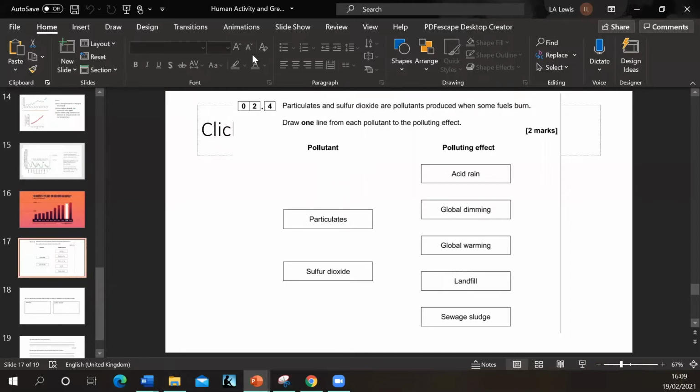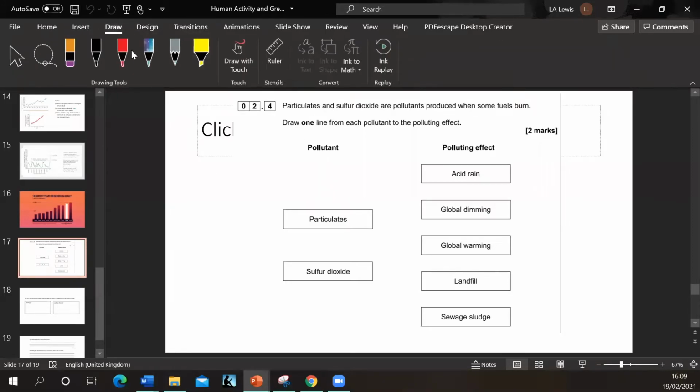Let me draw. Okay, drawing tools. Is that going to work? Yeah. So particulates wouldn't cause acid rain. That's sulfur dioxide, isn't it? And nitrous oxides. Not landfill, that's like rubbish, sewage sludge, not really. It's actually global dimming. They block out the sun. And sulfur dioxide we talked about earlier: acid rain. So I just wanted to make those clear.